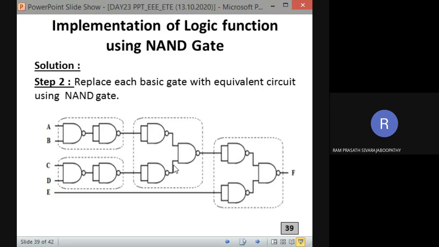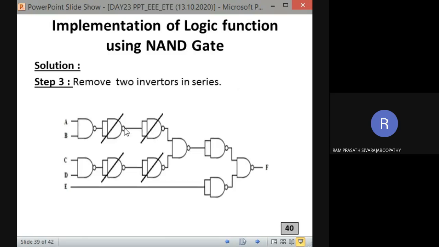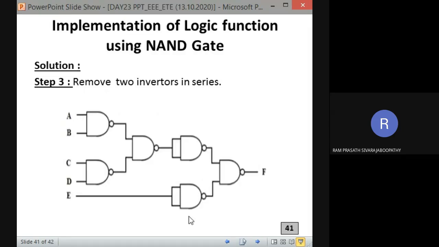Fine. Once it is over, the last step is, wherever we find 2 NOT gates in series, this is one NOT gate, this is one NOT gate. NOT of NOT of A, what do we get? A bar whole bar, which is A. So instead of using two NOT gates in series, you can strike them out. Wherever two NOT gates come in series, we can strike them out. Drawing only the remaining, we will have a circuit like this.